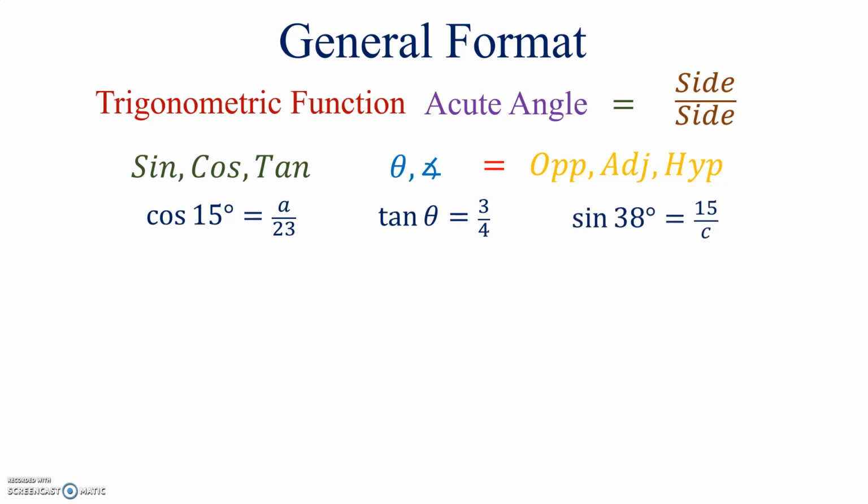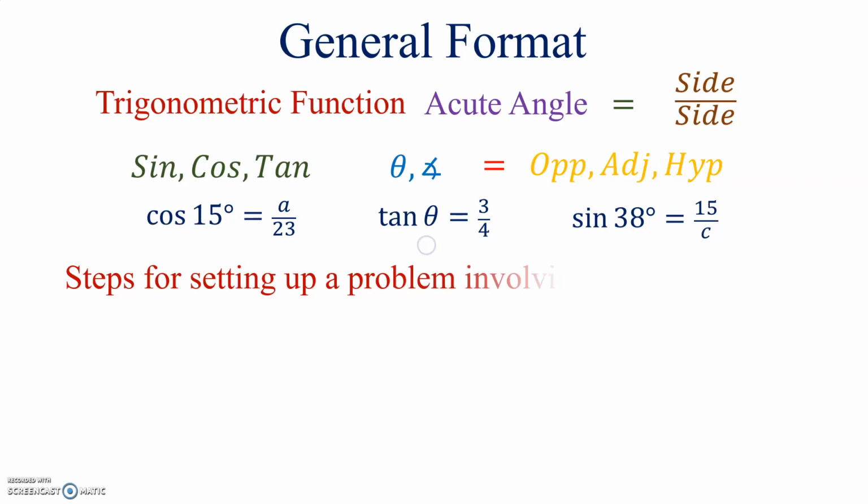One more example. Sine of 38 degrees equals 15 over c. Sine is a trigonometric function. 38 is the acute angle. There's our equal sign and our two sides, 15 over c. In this case, 15 represents the opposite side and c is the hypotenuse because sine is the ratio of opposite to hypotenuse. So we'll look at some steps to actually create these equations.